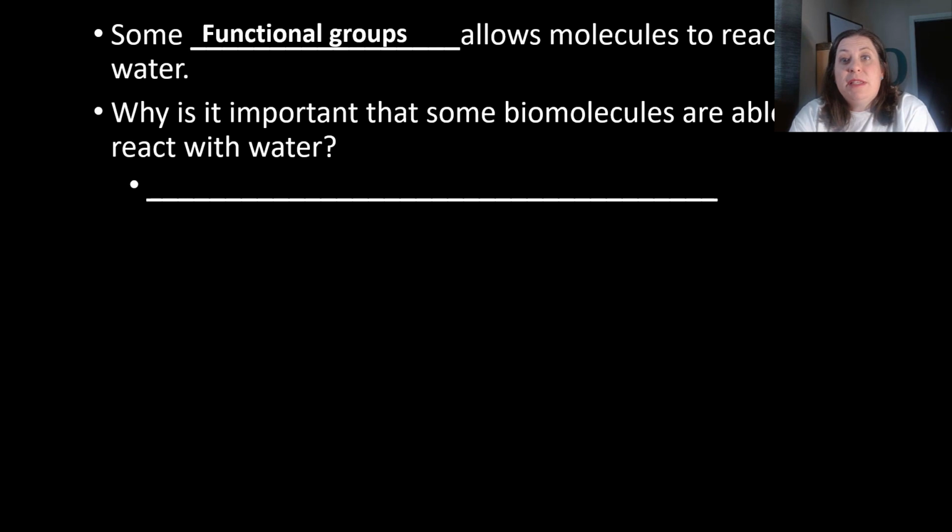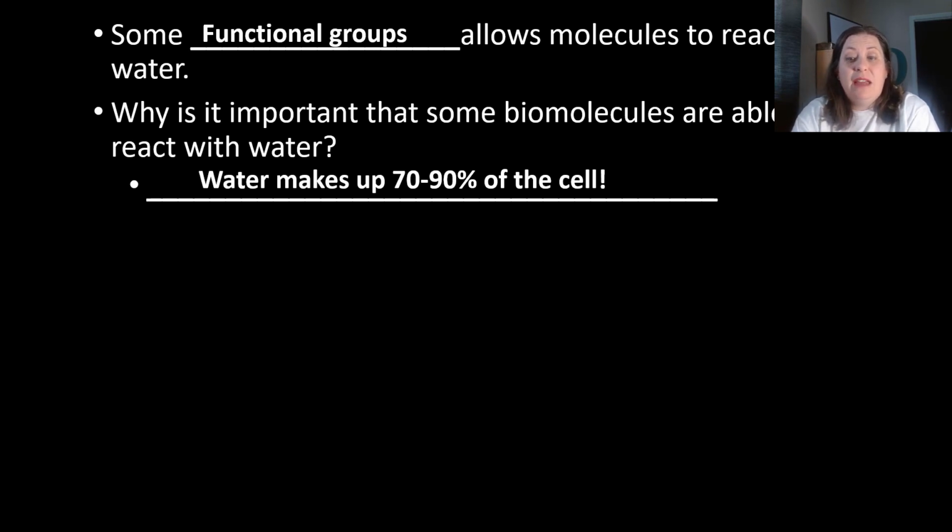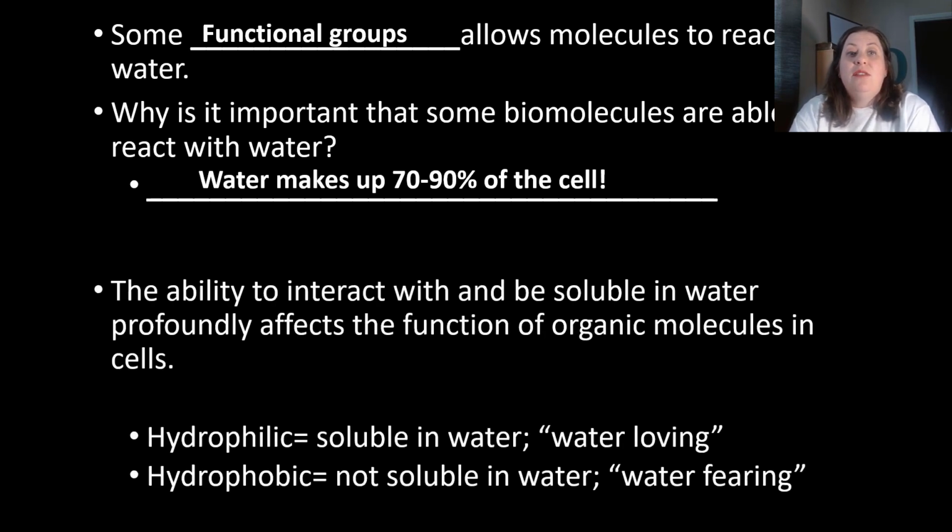So some functional groups allow molecules to react with water, and sometimes they like water and sometimes they don't. So why is it important that some biomolecules are able to react with water? Well, the big thing is if they like water and they are hydrophilic, this is important because we are made up of 70 to 90% water. Our cells are made up of 70 to 90% water, which means these molecules will need to be able to react with it. So the ability to interact with or be soluble in water profoundly affects the function of an organic molecule.